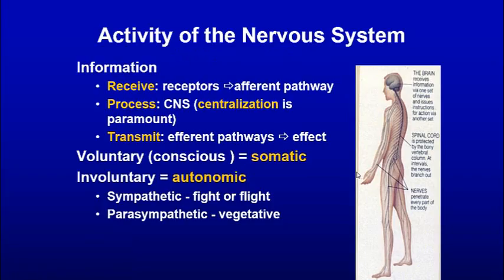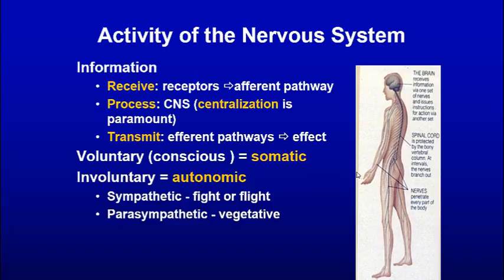And so the activity of the nervous system is to receive, and that's your afferent pathway. You feel pain, and the process, centralization, is paramount, so that the right arm knows what the left arm does, and your foot and legs know what to do. Whenever you're running, you're swinging your arms to help balance the body and coordination. Centralization is important, and to transmit, you have the efferent pathway to transmit things out.